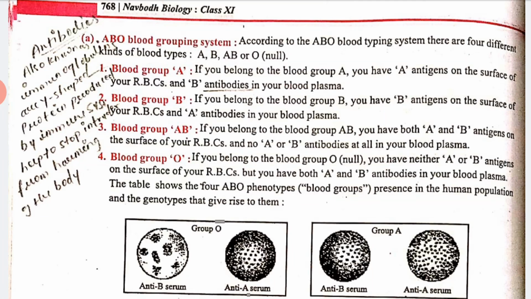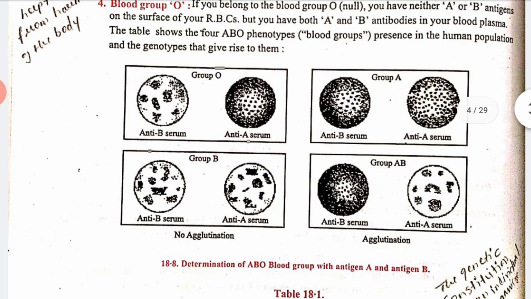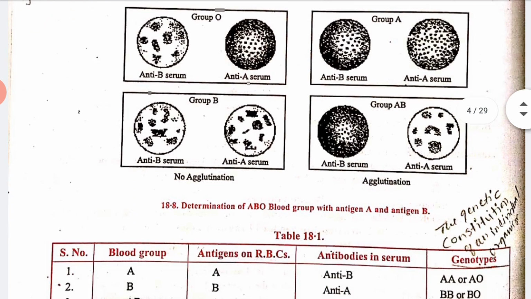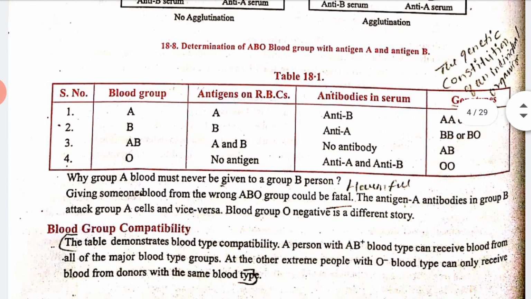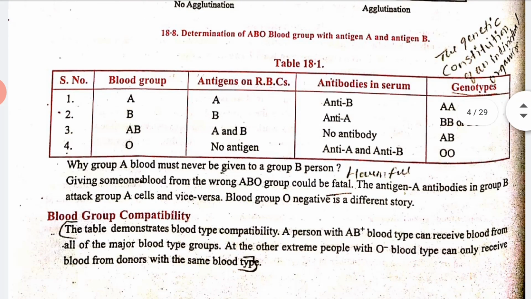Here the table shows the 4 ABO phenotypes, the blood groups present in the human population, and the genotypes that give rise to them. Blood group O, blood group A, blood group B and blood group AB. In the table you can see the blood group, the antigen, the antibodies, and the genotypes. Genotype means the genetic constitution of an individual organism.